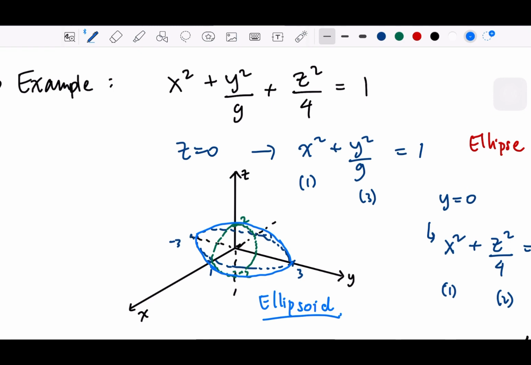So the form is x squared, y squared, z squared, and if the cross sections are ellipses, we call it an ellipsoid. If 9 and 4 become 1, so x squared plus y squared plus z squared, it becomes a sphere. It becomes a circle, right? Okay.